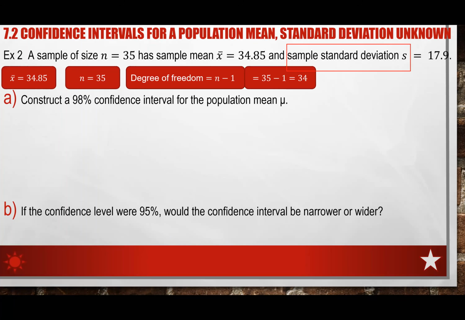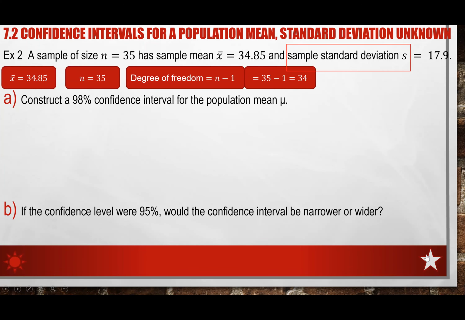Make sure it's 34, not 35, okay? And after this, let's take a look at part A, which is to construct a 98% confidence interval for the population mean here. So looking at this, how do we construct this?